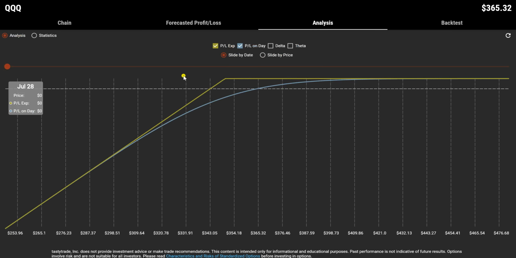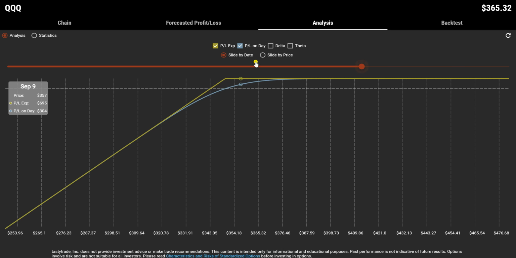So then if we go to the Analysis tab, here I have the P&L at expiration, which is the yellow line. The blue is by date. You can also switch on the delta and the theta if I want to. Right now I have slide by date. So I can slide this by the date, and you can see the curve, the P&L on the day, gets closer and closer to the expiration curve. And then on the x-axis is the price. So you can see, depending on what the price is, where exactly your breakeven is theoretically.